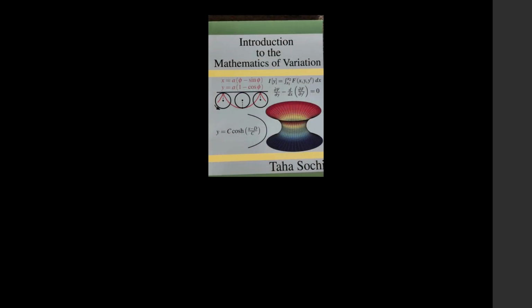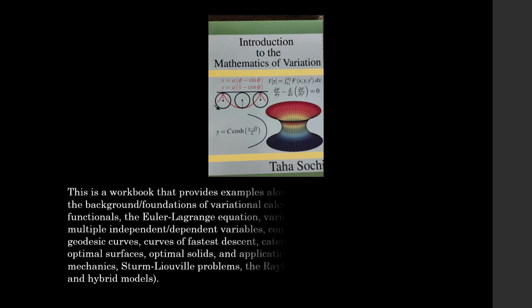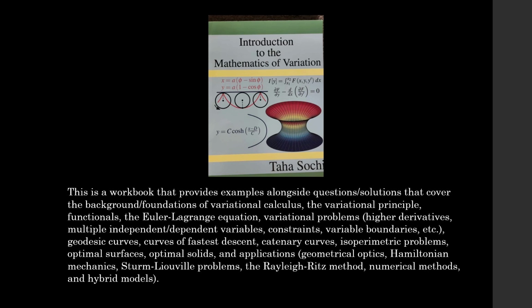Now we have Introduction to the Mathematics of Variation. This is Sochi's textbook on the calculus of variations. So yes, this is your Euler-Lagrange equations, the variational principle, curves of fastest descent, isoperimetric problems, different variable boundaries, and variational problems in general. That's what this essentially covers, and of course this is essential for physics.